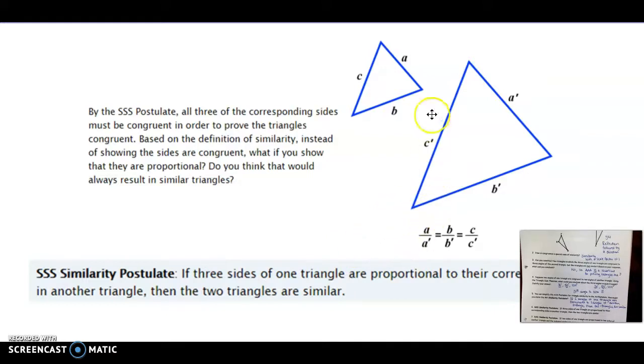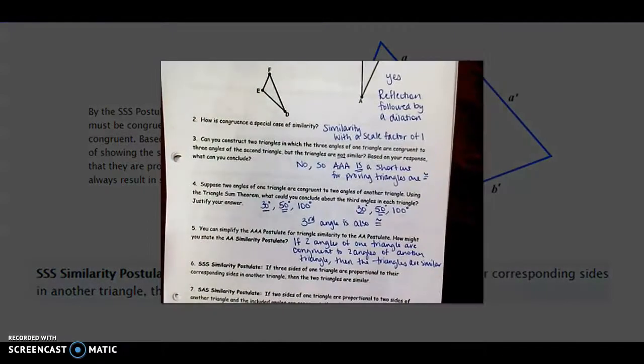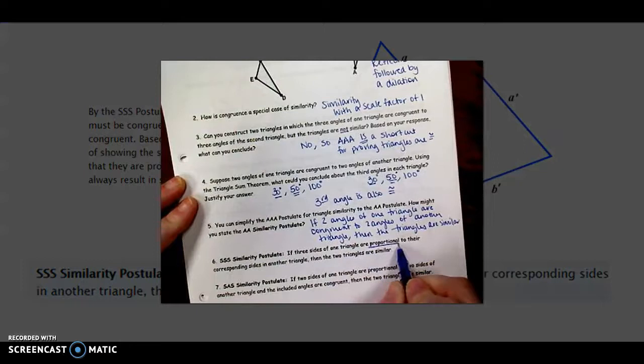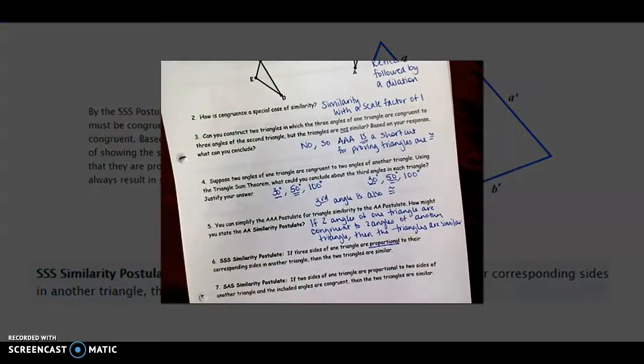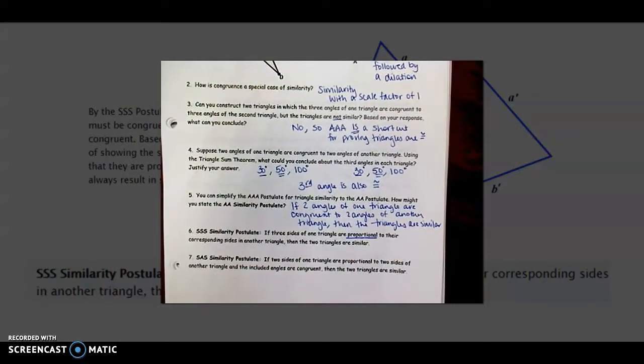It states that if you have all three pairs of corresponding sides that are proportional to the corresponding sides of another, then the two triangles are similar. That's not the same thing as SSS for congruence. Remember, SSS for congruence said if three sides of one triangle are congruent to three sides of another. This is proportional instead. So on number 6 in your notes, I want you to underline that word proportional. That's key. That's how this SSS is different than the one that we used for congruence.